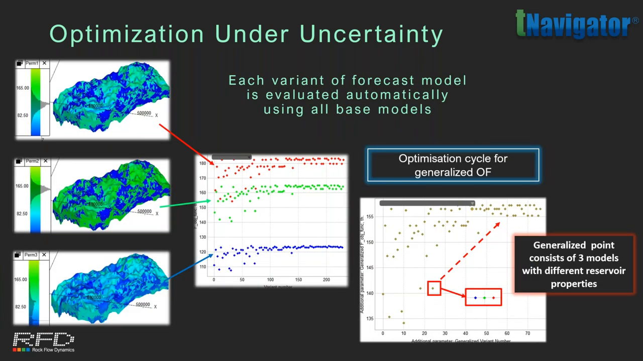So in case of three models, this is how it looks. Let's say we have three base models that match the history equally well, and then we try the same well placement on all of them. Each of them will produce a sequence of objective function values. We want to go higher for production optimization in this case. And the target criterion will be calculated as the average of all three. So we will improve them all together. You can see on this plot that they all go higher together.